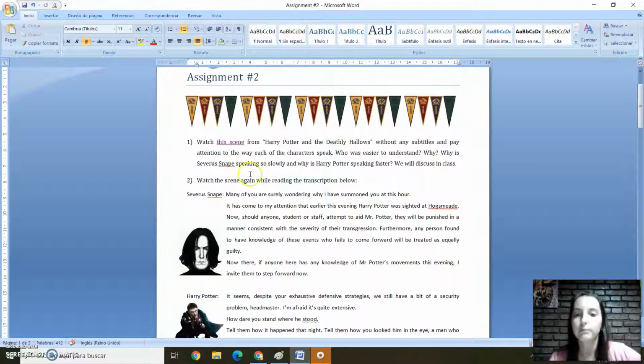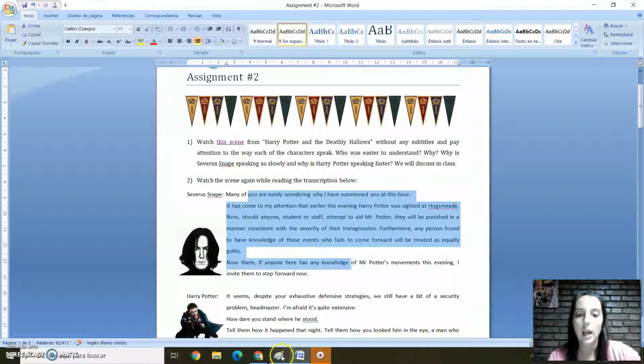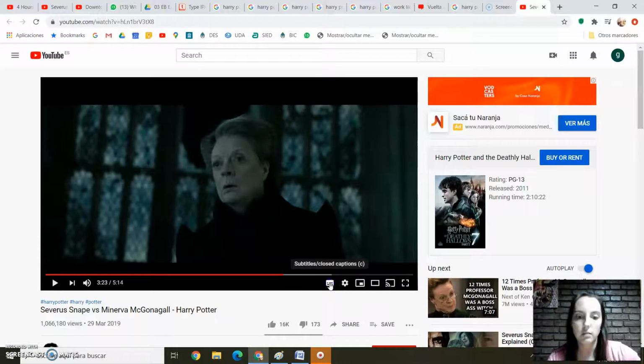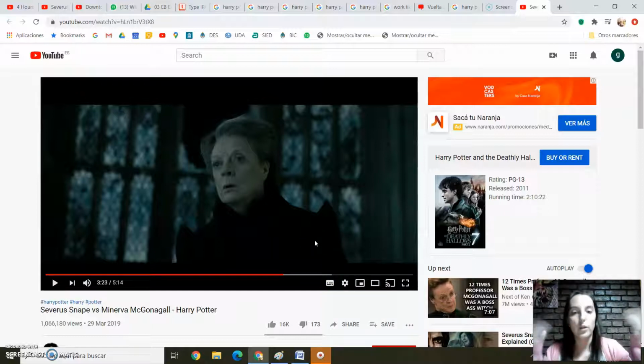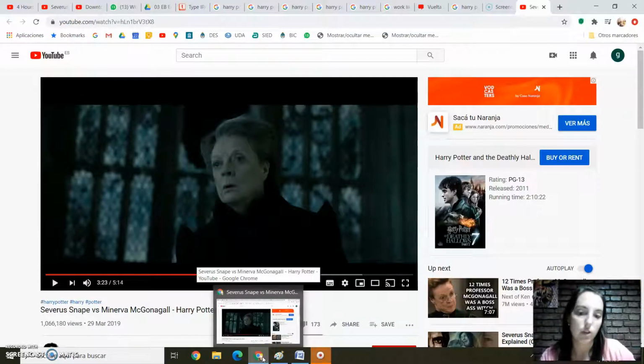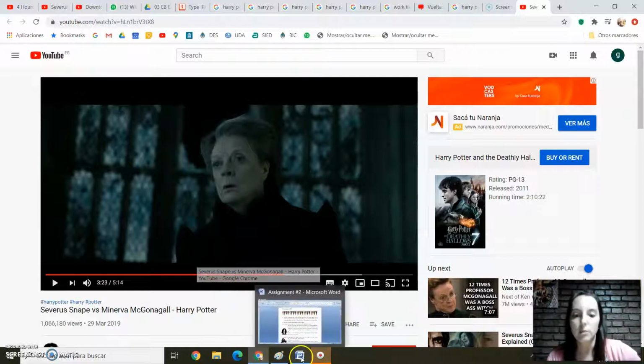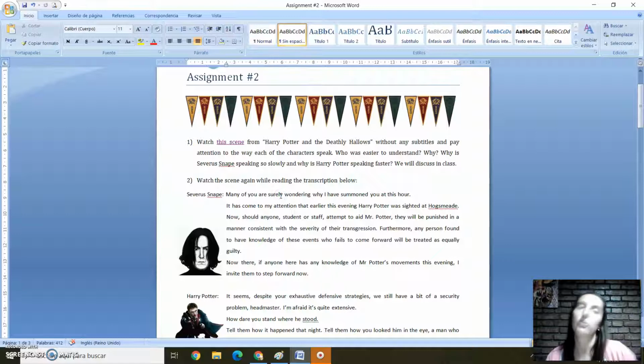You'll notice anyway. So you're going to watch this scene, but the first time you watch it, you are not going to use any subtitles. You shouldn't read this, okay? And you shouldn't activate subtitles here, okay? Please don't activate them because it's part of the exercise. So you're going to listen to the scene. It's not complicated because Severus Snape speaks very slowly. And then what Harry Potter says is a little bit faster, not too fast, but it's not a lot. So first time you watch, you're just going to listen, okay?